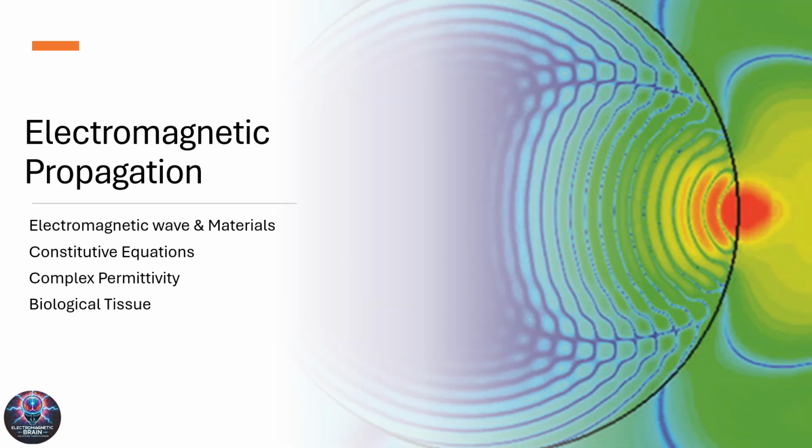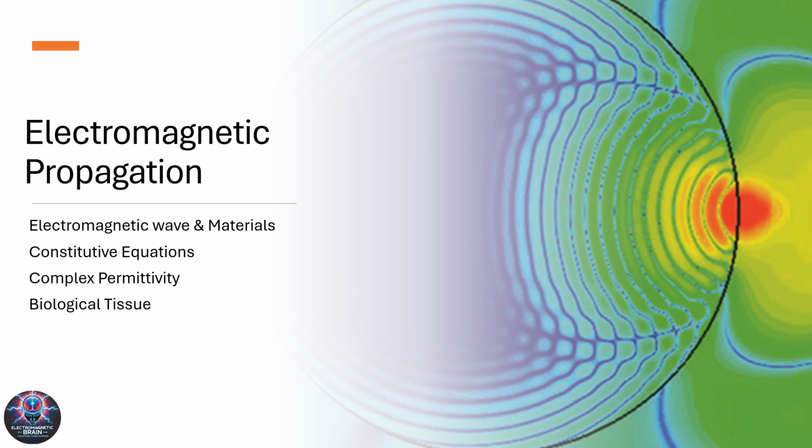Welcome to this video on electromagnetic propagation, a critical aspect of electromagnetic theory that explains how waves travel through various media. In our previous videos, we explored the basics of electromagnetic radiation and the fundamental principles underlying wave behavior. Now, we'll delve deeper into how these waves propagate through different materials.